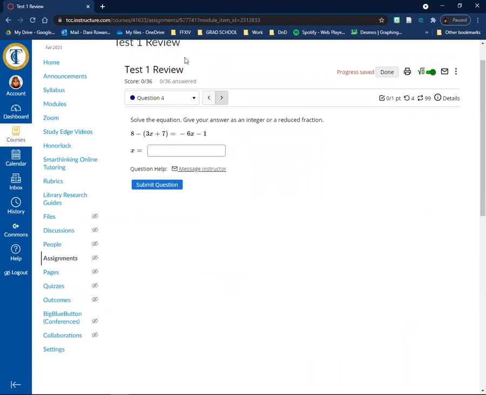So here we're going to solve this equation and give the answer as an integer or reduced fraction. I'm just going to write it over here: 3x plus 7 equals negative 6x minus 1. So what would be our first step here? Distribute the negative. Absolutely. Let's distribute that negative. We'll treat it like a -1. Bring everything else down. So this becomes negative 3x, and a negative and a positive is a -7, equals negative 6x minus 1.